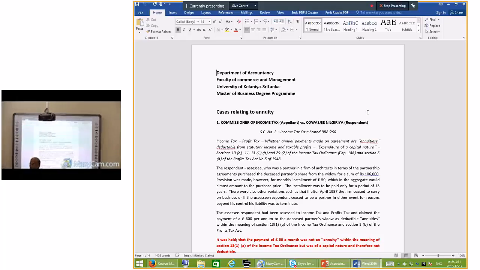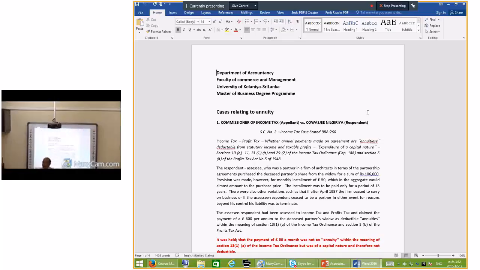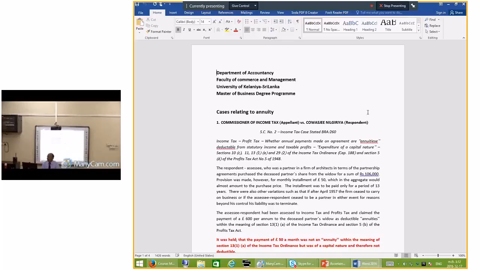Then I said there are so many sources of income: profit from trade, profit from employment, profit from rent, annuity, dividends, other sources of income. Then this case is about annuity. Here is one other case, right? Earlier we discussed the Rajaratnam case, and here that case is also discussed.